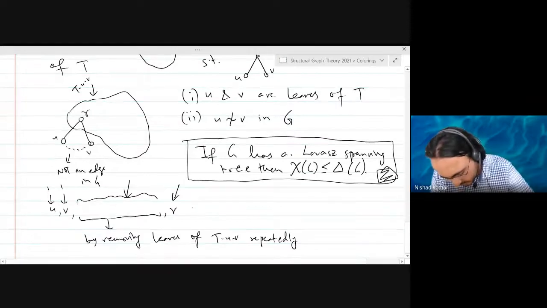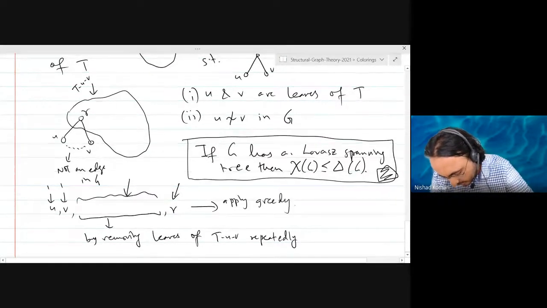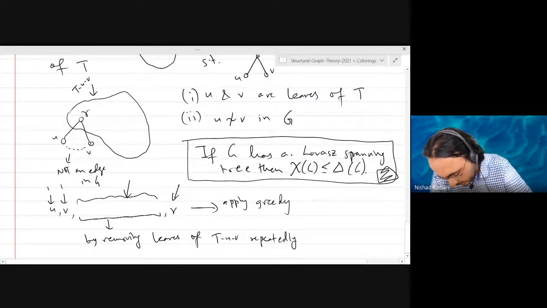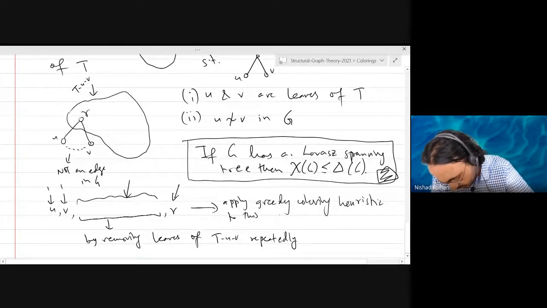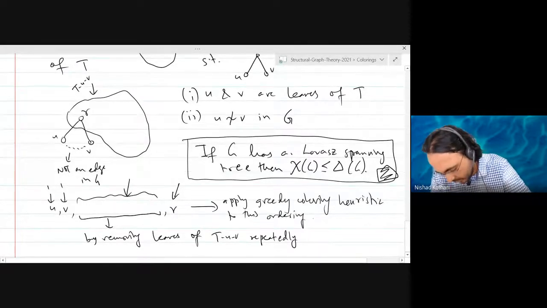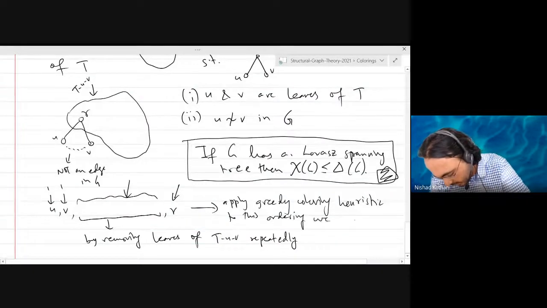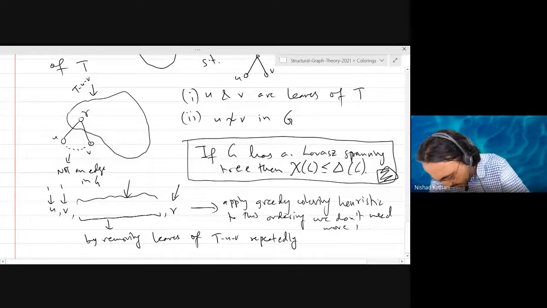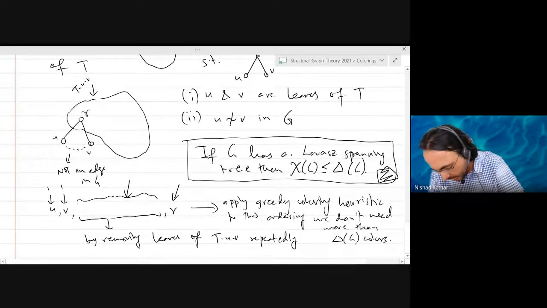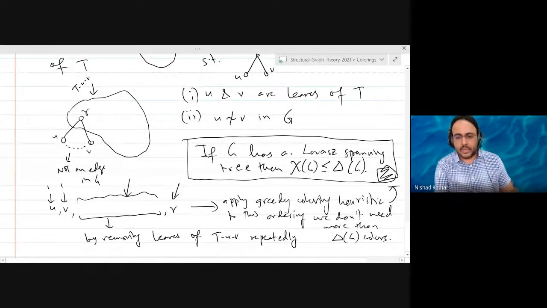So the point is, when we apply the greedy coloring heuristic to this ordering, we don't need more than delta G colors. Okay, and therefore it proves that the chromatic number is at most delta G.